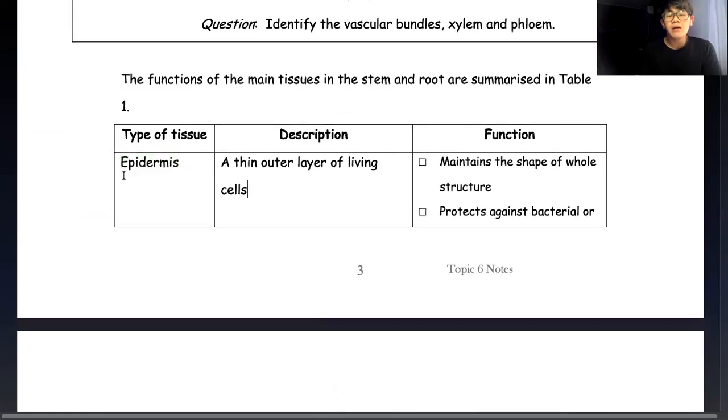Right, so now here, epidermis, what is the description? They are simply a thin outer layer of living cells. So it's actually just a layer of cells. And what are its functions? What is it for? Number one, it maintains the shape of the whole structure. What does that mean? It maintains the shape so that the root's outside is not like slime, it's quite rigid.